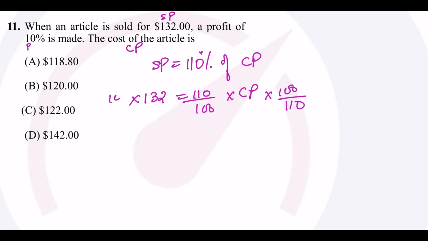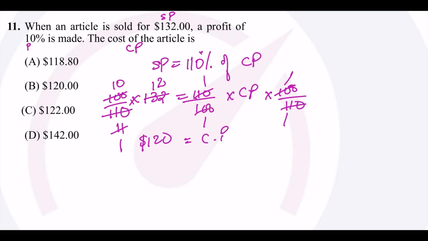So multiply by 100 over 1. Whatever you do on one side, you have to do on the other side. So this will go into this one time, and you're only left with the cost price that we want to find over here. So therefore, we can go ahead and simplify. 10 into 100 goes 10 times. 10 into 110 goes 11 times. 11 into itself 1. 11 into 132 goes 12. 10 times 12 we get 120. So the cost of the article is $120. That's the cost price.